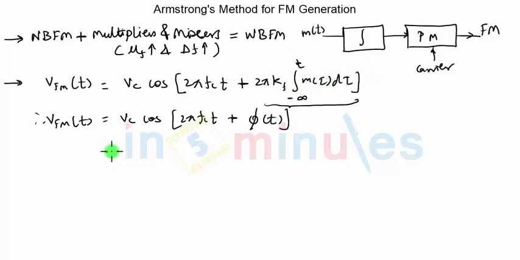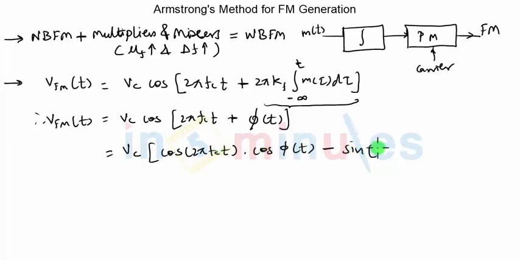Now, if I expand this using the formula of cos A plus B, we get Vc cos A, which is 2 pi Fct, into cos B, which is cos of phi of t, minus sin A sin B, so sin 2 pi Fct into sin of phi of t. So cos A cos B minus sin A sin B is what we get.